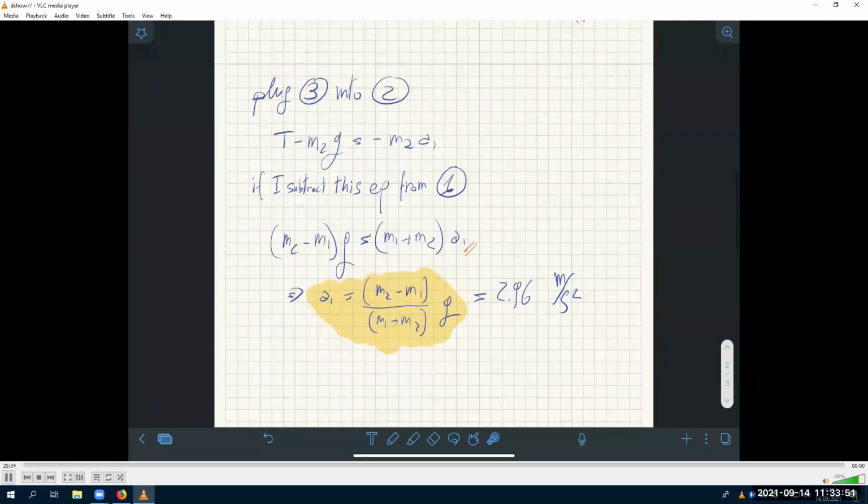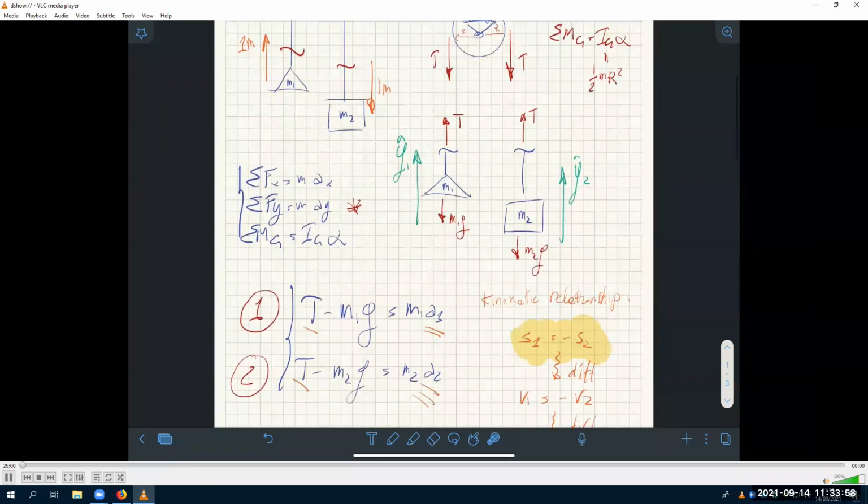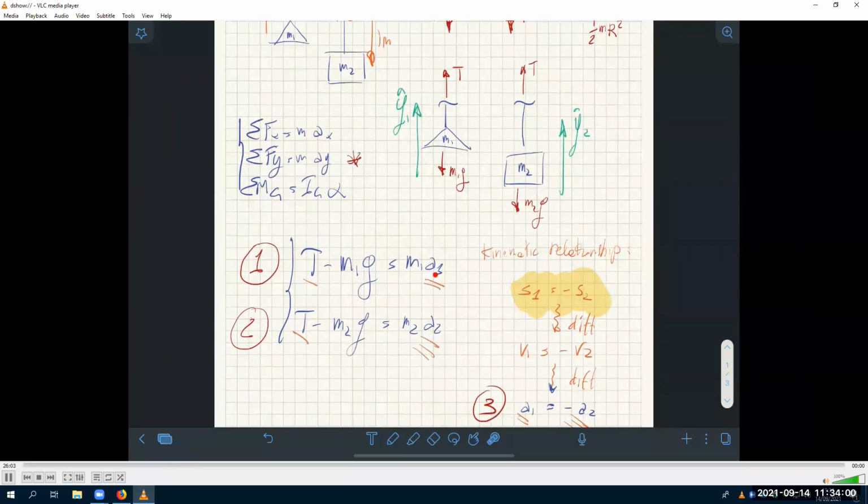I think that this problem had 2 more questions. Let me check those ones. What is the tension in the rope? Well, that's very easy now. You either look at equation 1. Now that a1 is given, a1 is a number, everything is a number. Here you can find T. T is just this plus m1 g. That's it. Yes.